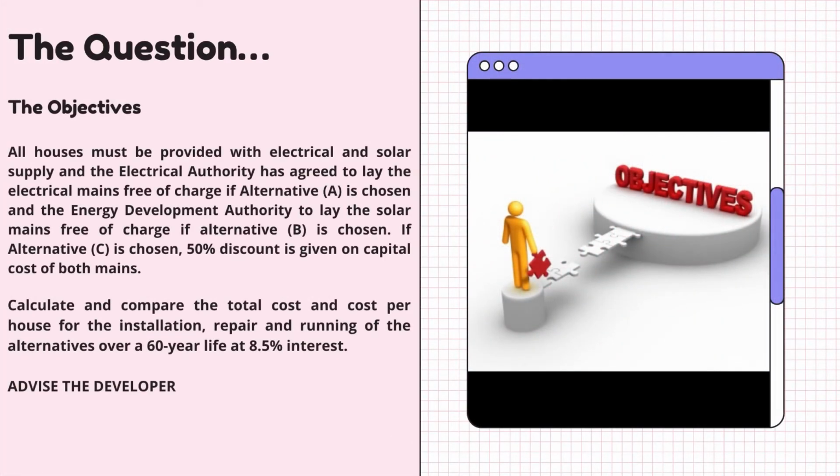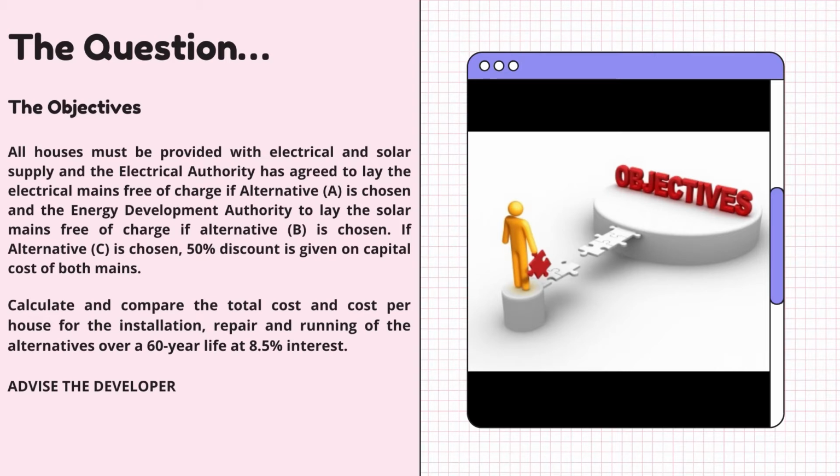Now, it's time to understand the objectives of the question. What is it that they really want? All houses must be provided with electrical and solar energy supply, and the electrical authority has agreed to lay the electrical mains free of charge if alternative A is chosen, and the energy development to lay the solar mains free of charge if alternative B is chosen. If alternative C is chosen, 50% discount is given on capital cost of both mains.